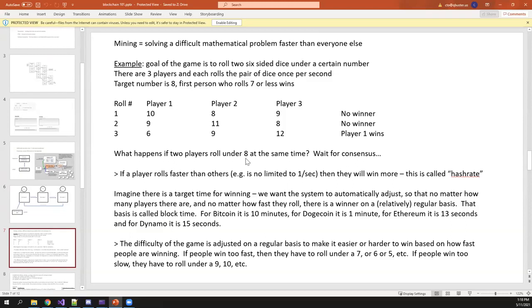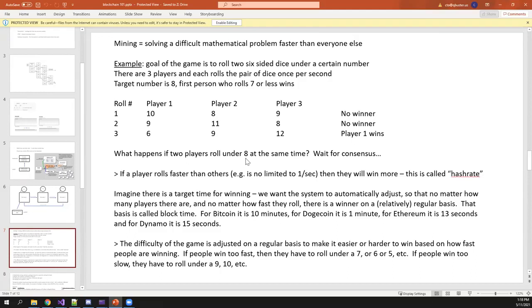So imagine a game where there are 3 people playing, and they each have 2 six-sided dice. The goal of the game is to roll under a 7. Each player can roll in a turn, and whoever rolls under a 7 first wins. And so you see here, I have this little example: 10, 8, 9, nobody wins. 9, 11, 8, nobody wins.